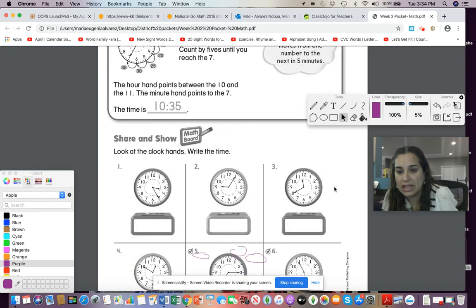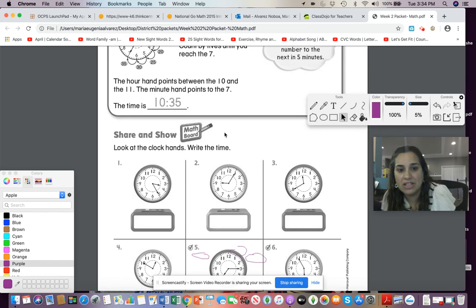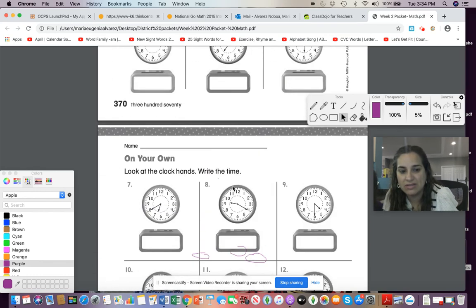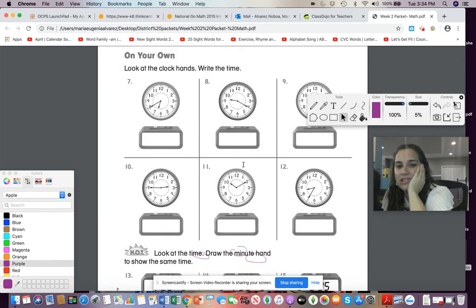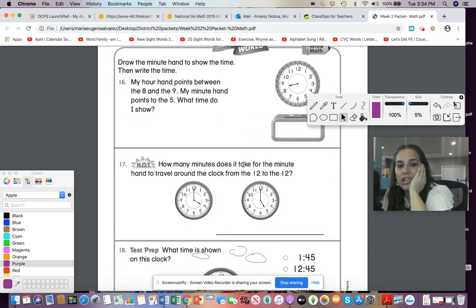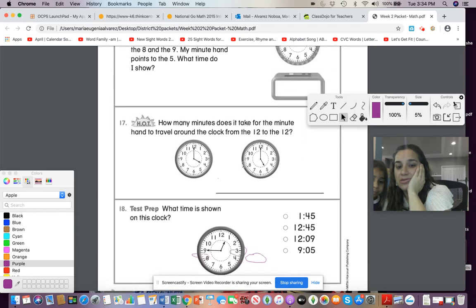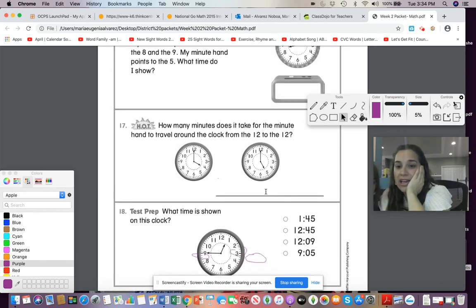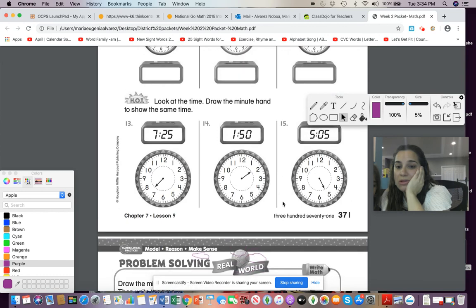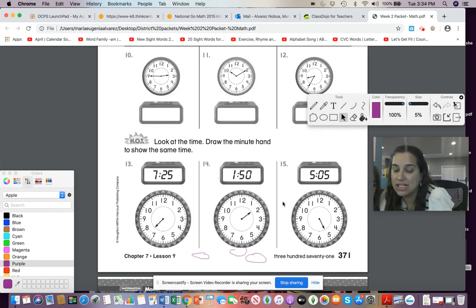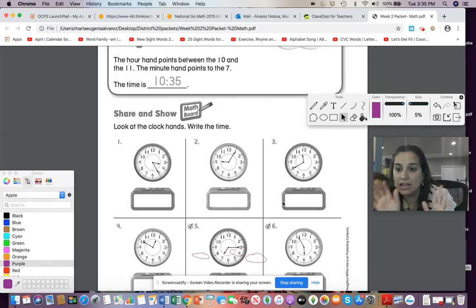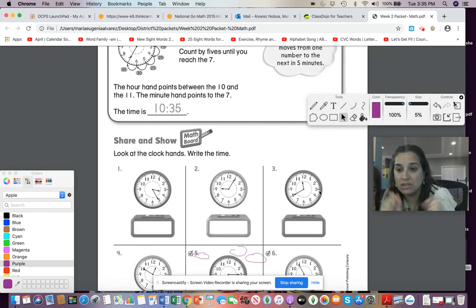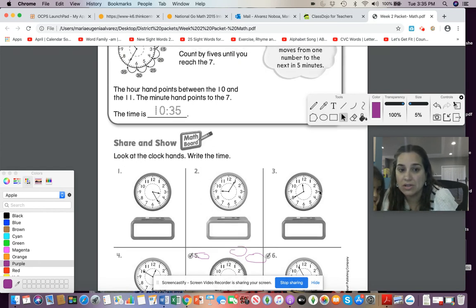All right, and then 370 right here, what we just did, and 371, this one, 372 right there. Okay, so I will send you screenshots of these worksheets so that you can have it like a picture and you can look at it. Otherwise, you can just pause these videos in certain places so you could see.